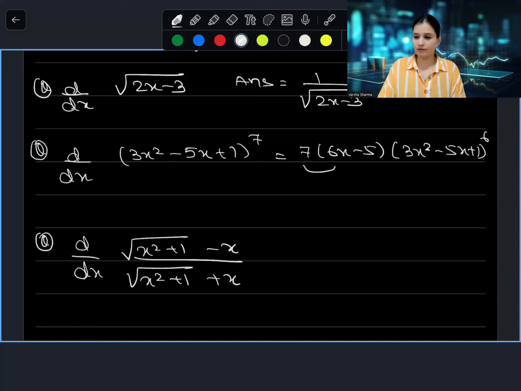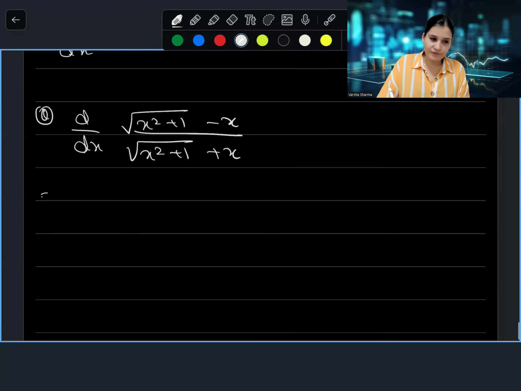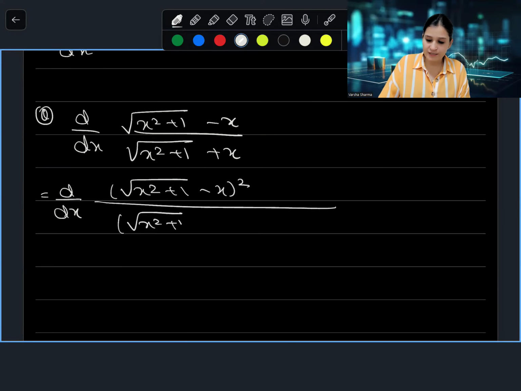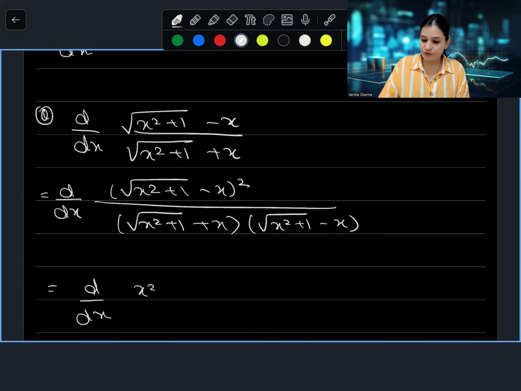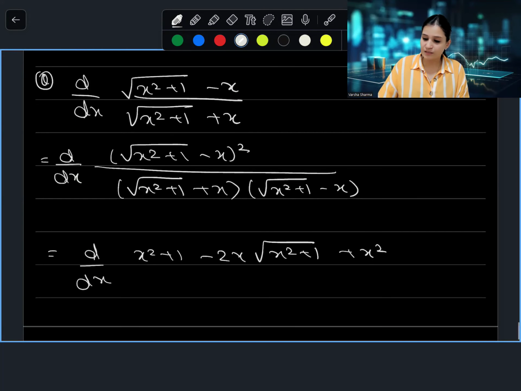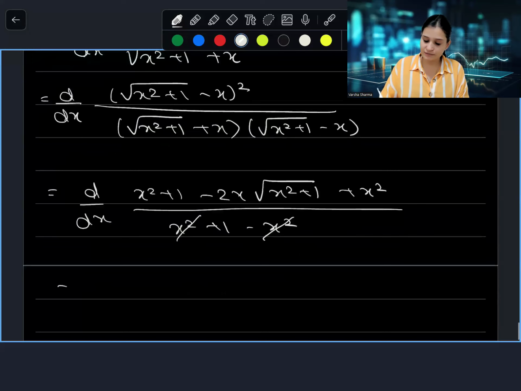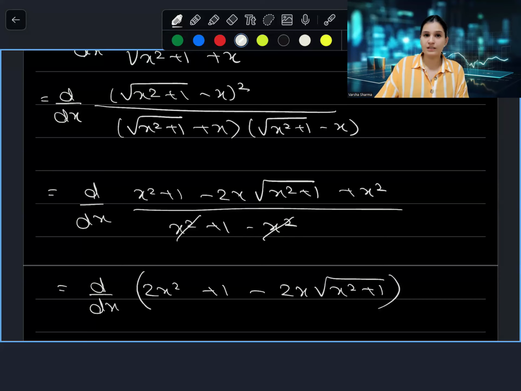For the third one, we have to first try to rationalize. So, whole square. Denominator a plus b, multiplied by a minus b, gives a square minus 2ab plus b square in the numerator and a square minus b square in the denominator. X square gets cancelled. So we are left with 2x square plus 1 minus 2x into root over x square plus 1. Till here it's okay.